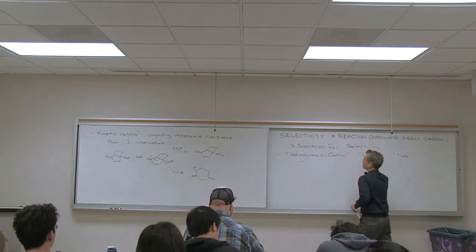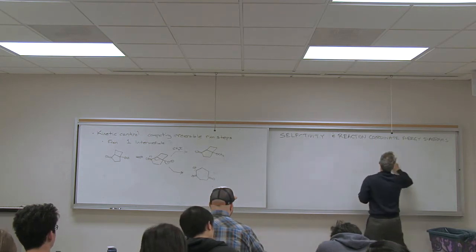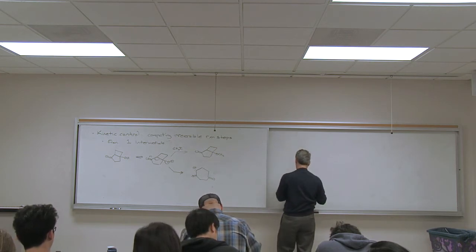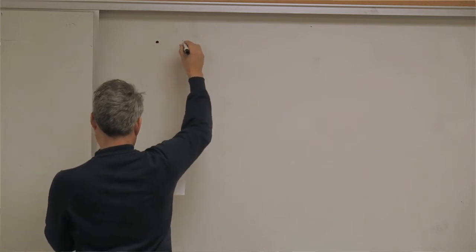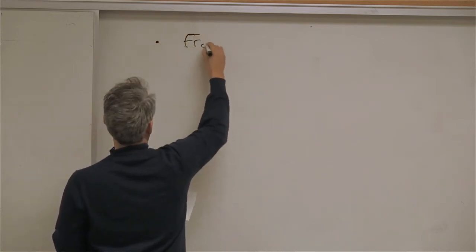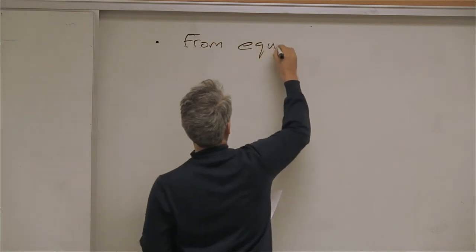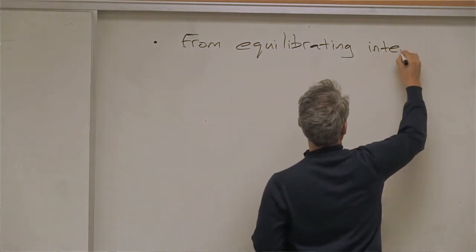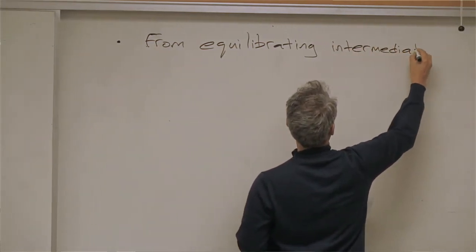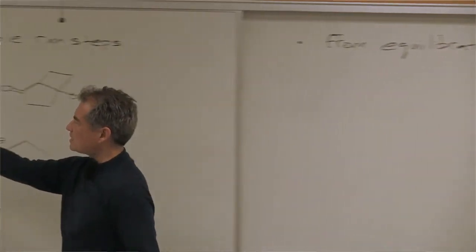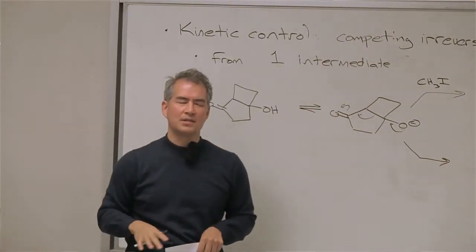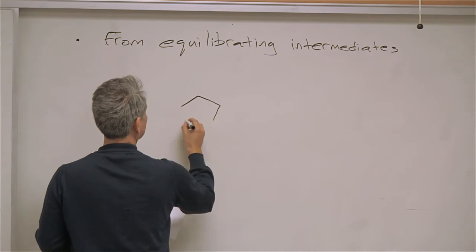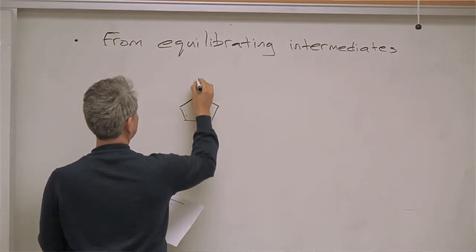Okay, let's take scenario number two under kinetic control. And so all of these things together account for about 95% of organic reactions. So one scenario is you have a single intermediate, and that intermediate has a choice to do two things. But the other possible scenario is you have equilibrating intermediates. And I'll draw out that scenario here.